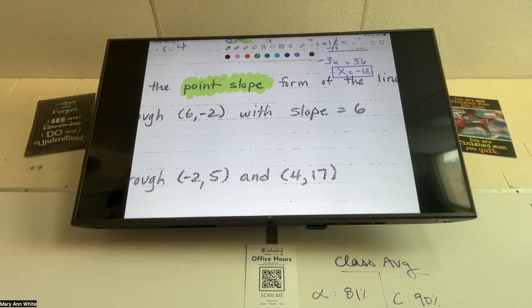Ryan, I think you're doing it. Y minus y1 equals m times x minus x1. Awesome. We found it together. So y minus y1 equals m times x minus x1.